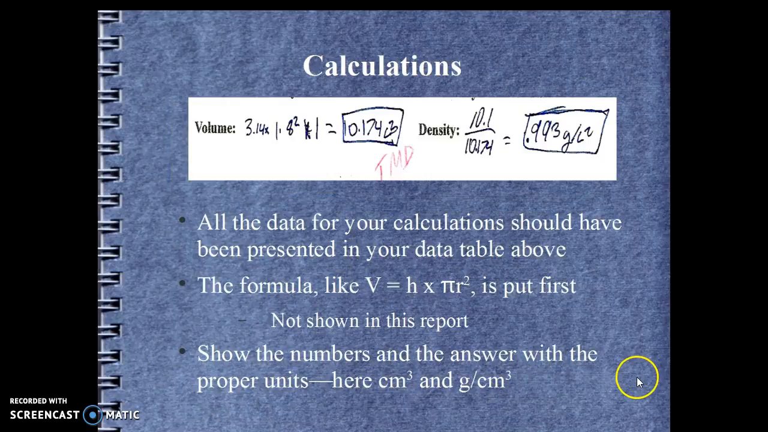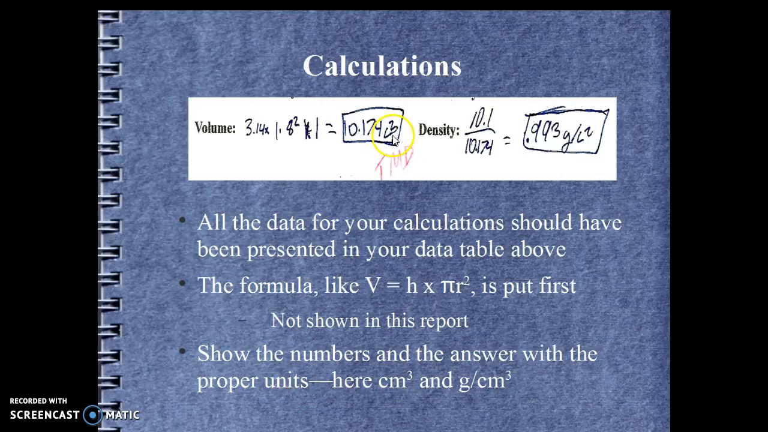Here are some calculations, and you can see a volume calculation and a density. Now, when you show calculations, you should always put the formula, like volume equals height times pi r squared for a cylinder. Put the formula first. You don't see that in this report. You just see the numbers. Then you show the numbers and the answer with the proper units.